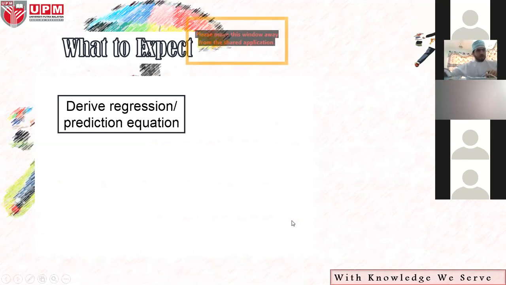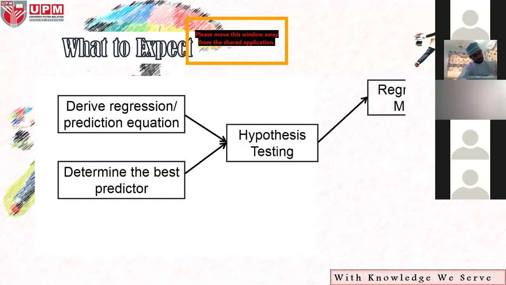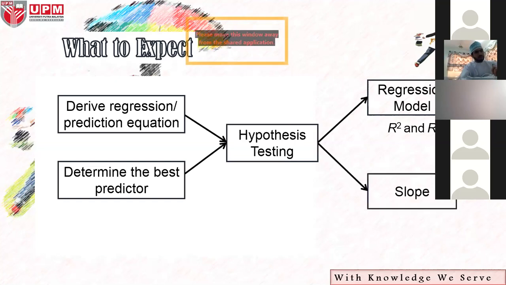So what to expect? You are able to derive the regression prediction equation, determine the best predictor, because in this case we have more than one IV, so we can compare which one is the best, and then we come up with the hypothesis testing, and then we make the regression. We check for the regression model. The regression model represents the overall result. Based on that we can interpret the R squared value and R, and then from the slope we can check for the individual contribution.